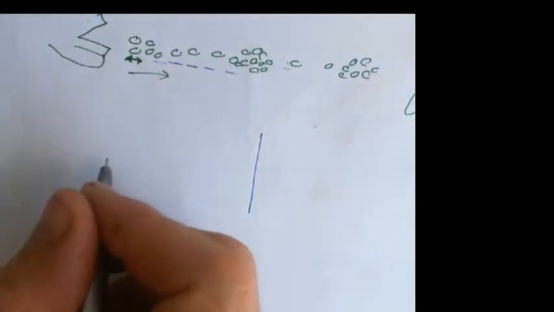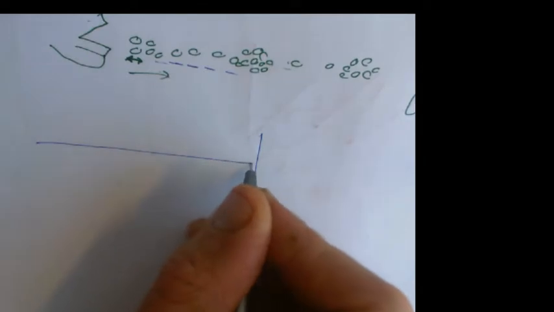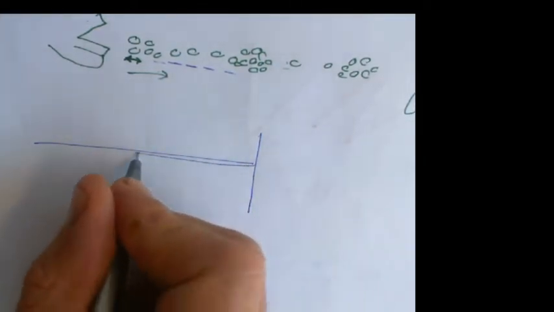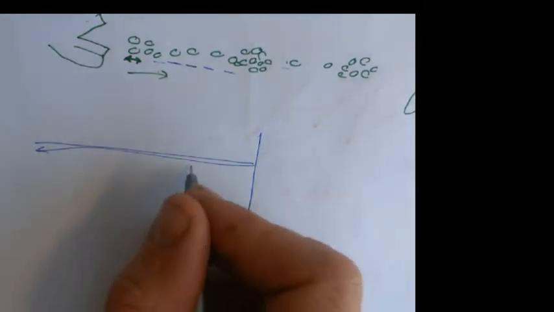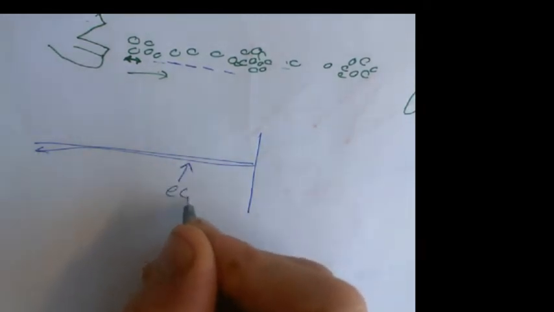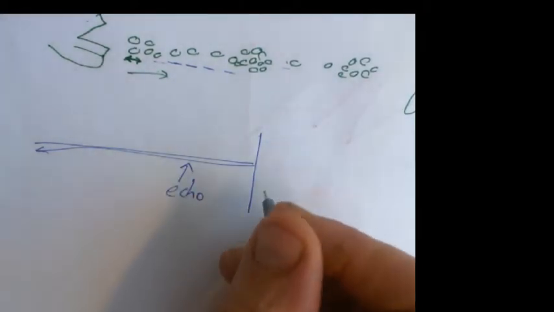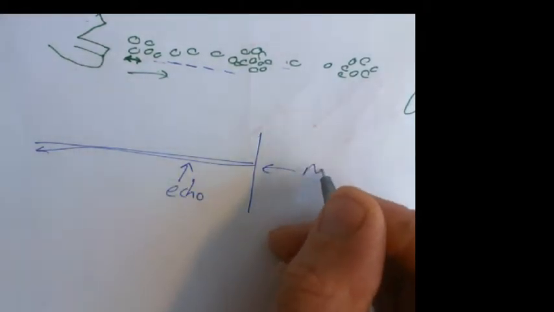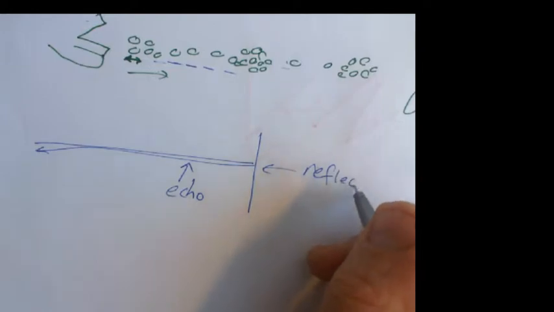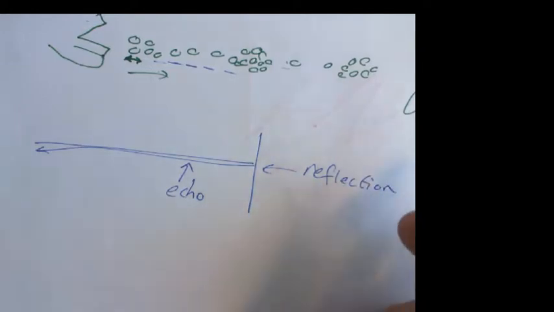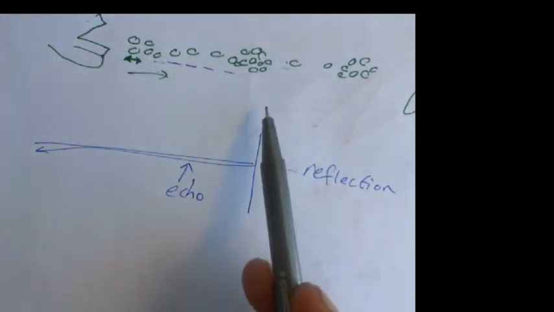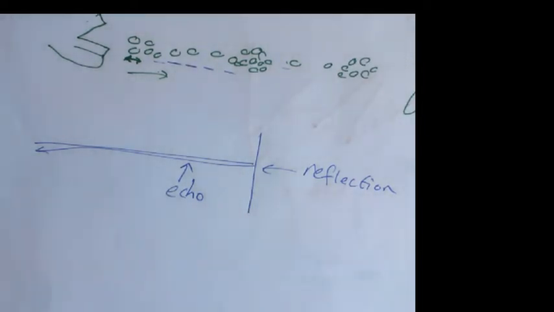Okay, so if you have a wall and you have a sound wave and it travels to the wall and then travels back from the wall, the wave that's travelling back is called the echo because it has been reflected, and the laws of reflection are exactly the same as the laws of reflection for light. So if you've got a smooth object, you'll get a better echo. They'll all go back in the same direction.